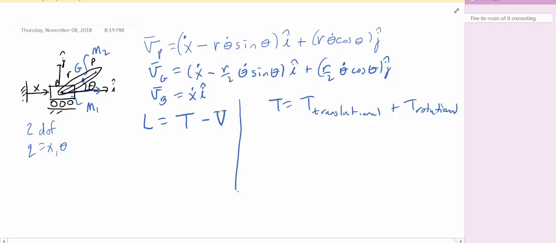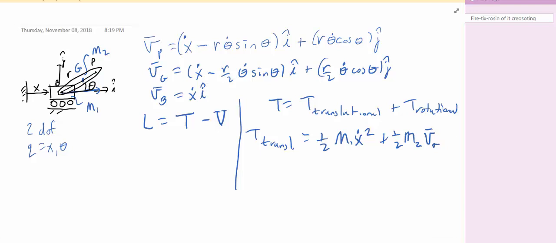The translational part I'll just abbreviate here, is 1/2 the first mass, that's the mass of the cart, m1, times its velocity squared, x dot squared, or vb dotted with vb, plus the bar is 1/2 its mass, m2, times vg dotted with vg. I'll try to fix the software issue with the screen for the next one.